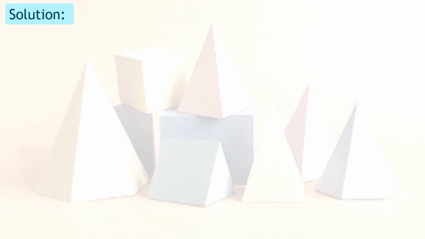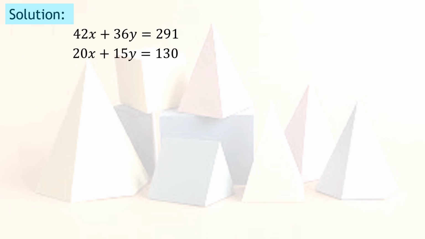So in here, we are going to have the simultaneous equations first. So we have 42x plus 36y equals 291. And then we have the other equation, 20x plus 15y equals 130. So as you can see here, we can simplify the equation. So the first equation can be divided by 3, and the second equation can be divided by 5. So the result, we have 14x plus 12y equals 97. And then we have 4x plus 3y equals 26.